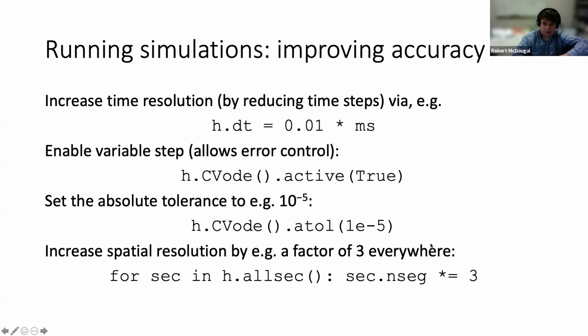We'll talk later about numerical methods, and there are various things that you can do to improve numerical accuracy. I just want to highlight that here so that you see this. Variable time steps, you could use that. You could use smaller fixed time steps. You could specify error tolerances. You could increase the number of segments. And again, we're going to talk about all of that and the implications thereof when we get to the numerical methods slide.